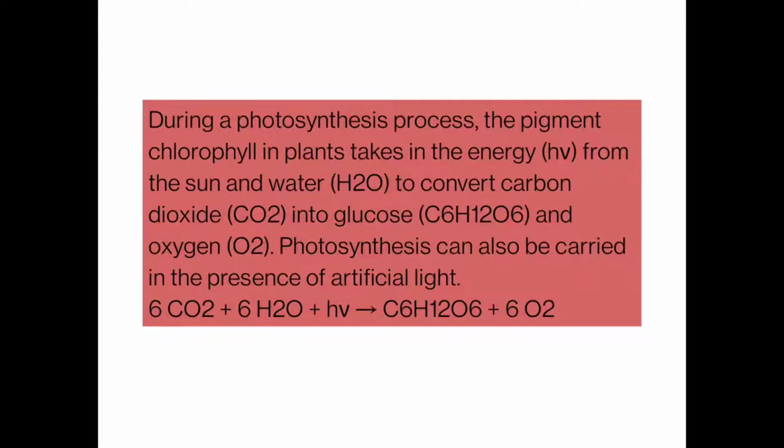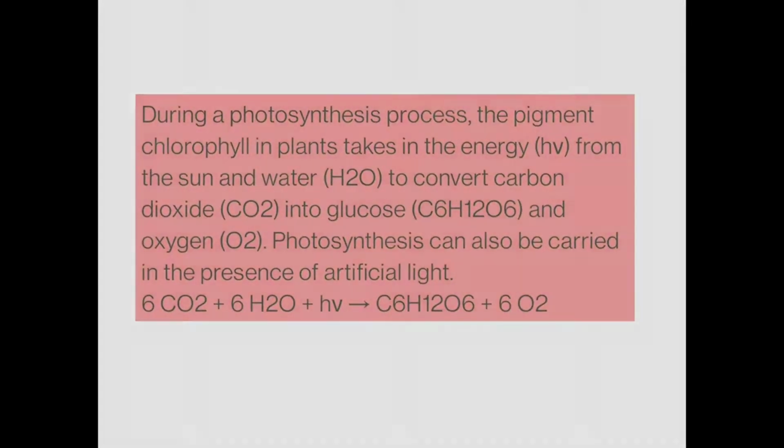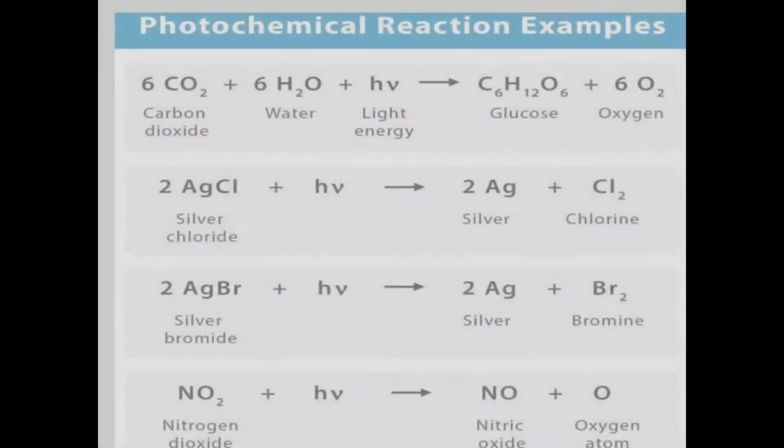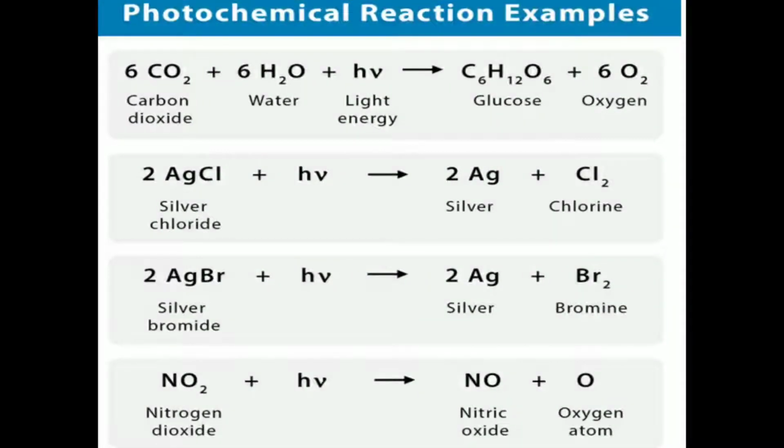The equation is expressed as 6CO2 + 6H2O + hν (light) gives C6H12O6 (glucose) + 6O2. I also mentioned some of the examples for photochemical reaction.